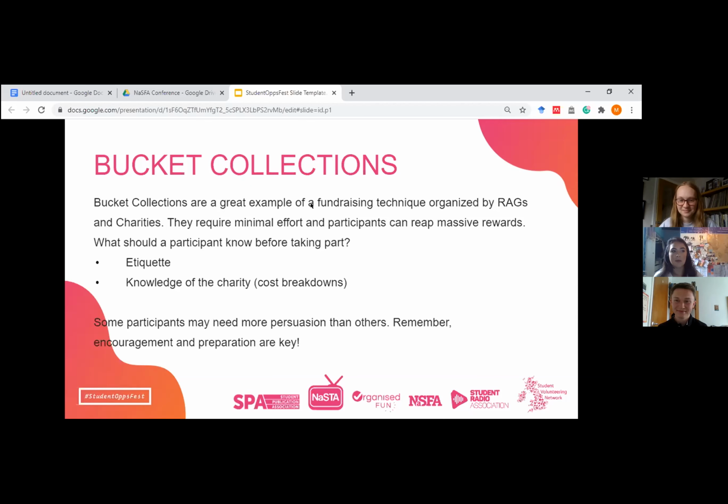Although I think the takeaway message with bucket collections is when you are trying to support participants, it is really important for you to remember that many will often feel really anxious and nervous when it comes to asking members of the public for money. Remember, they're new to this and they haven't gained their no shame persona yet.